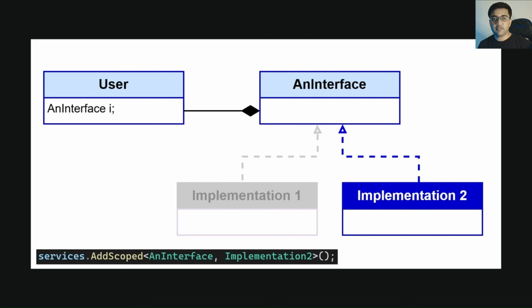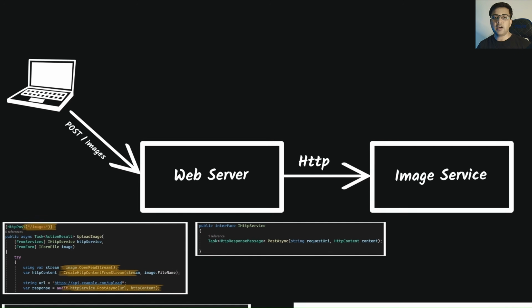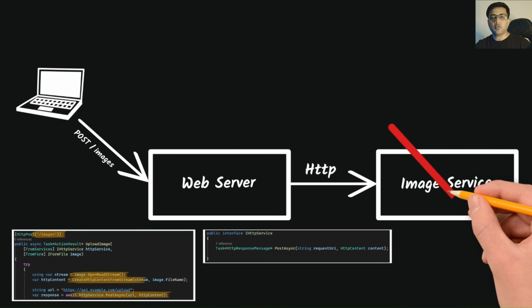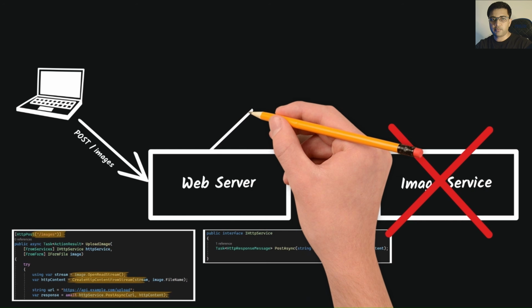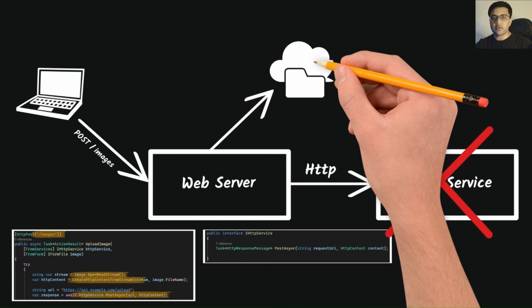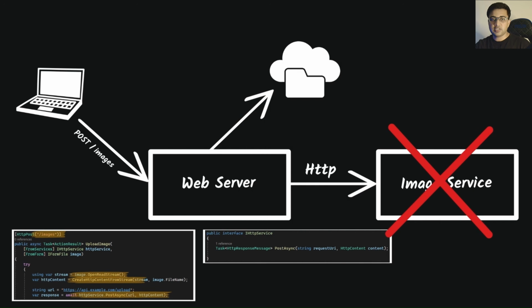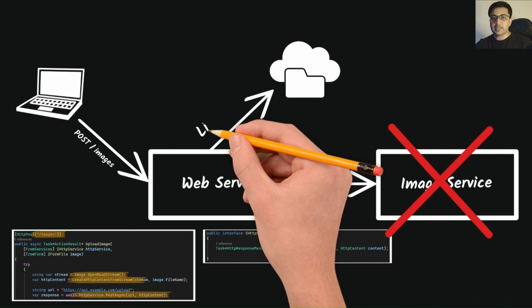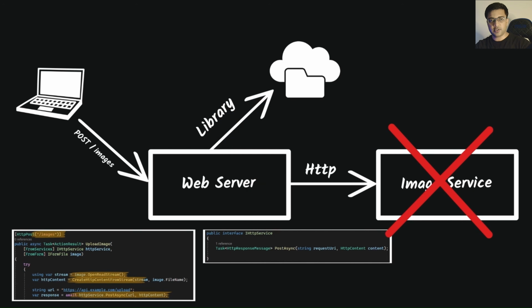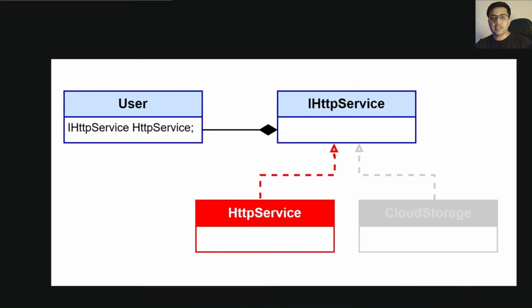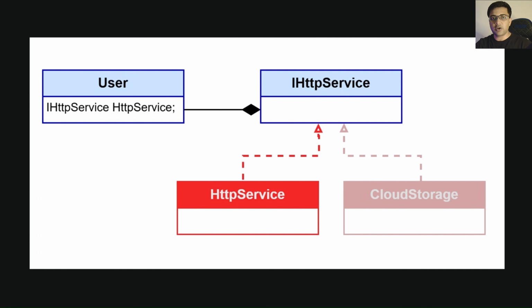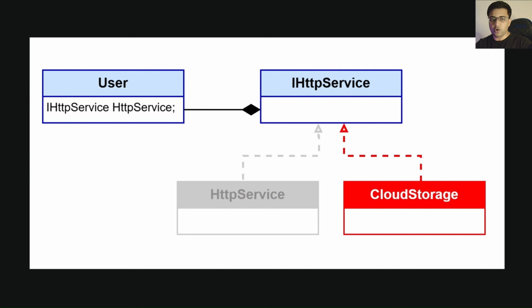Now let's see, can we actually do this with our interface or not? Suppose after some time, we decide we don't want to use this microservice anymore. Instead, we want to move to a cloud service. But this cloud service doesn't work over HTTP. It comes with its own built-in libraries. So the question is, can we still switch seamlessly to this new cloud-based implementation like this or not? Can we just register the cloud implementation against the interface and expect everything to work without changing anything else in the code?